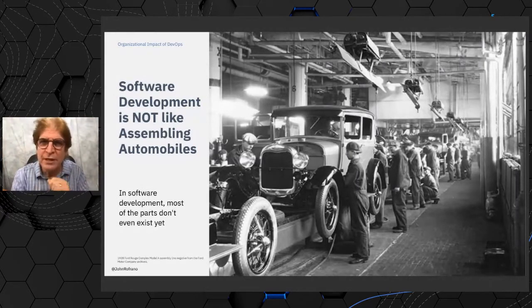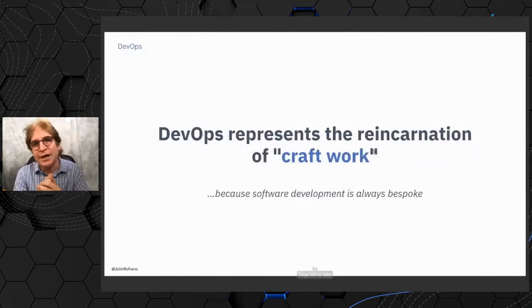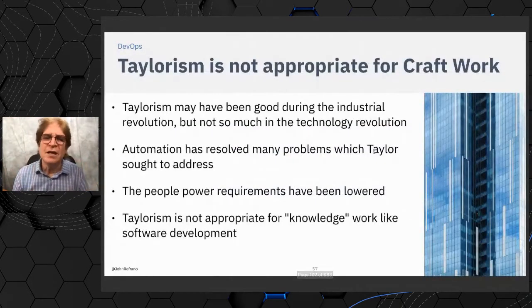I'm making one application. So you've got to realize that DevOps represents the reincarnation of craft work. Software is bespoke by definition. If it wasn't, we'd buy it off the shelf, right? The fact that we can't buy it off the shelf means it's bespoke. We're creating this one-off thing, right? And so you can't apply assembly line tactics to it. You've got to stop doing that. So Taylorism is not appropriate for craft work.